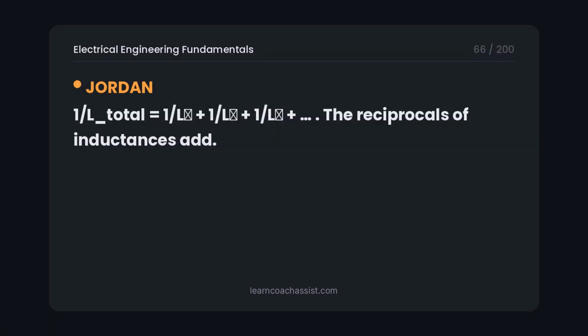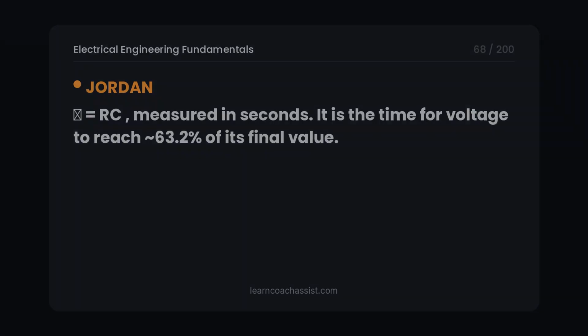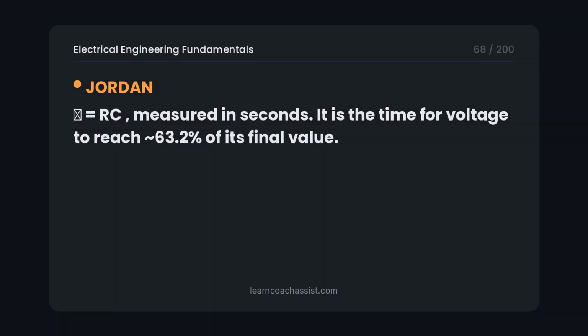1/L_total equals 1/L1 plus 1/L2 plus 1/L3 plus ... The reciprocals of inductances add. What is the time constant of an RC circuit? Tau equals RC, measured in seconds. It is the time for voltage to reach 63.2% of its final value.